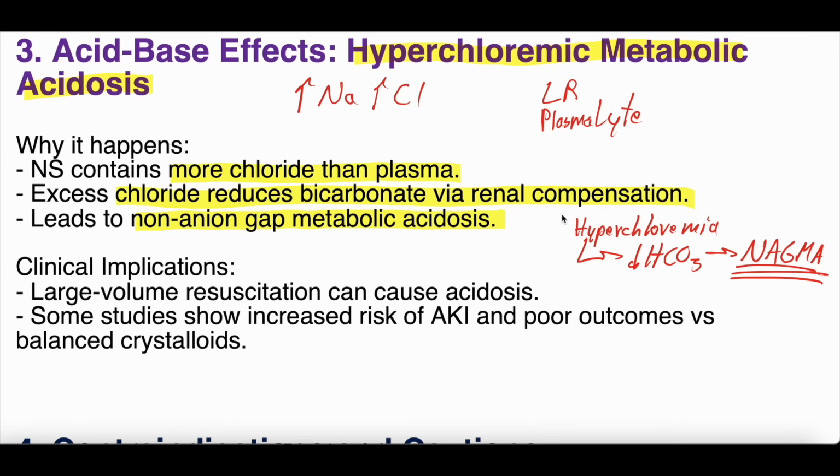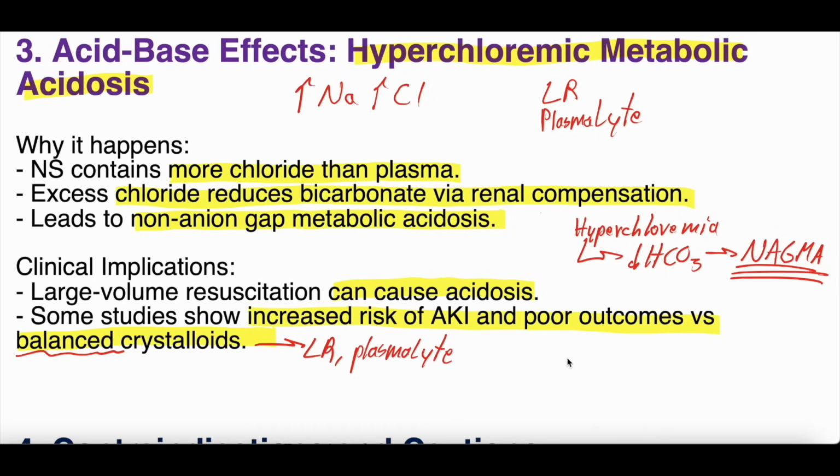So if someone has a NAGMA, think about what fluids they might have received, and this could be a possible culprit once you've ruled out other things. Large volume resuscitation can cause acidosis. Some studies show increased risk of acute kidney injury and poor outcomes in the normal saline group as compared to what's referred to as balanced crystalloids. Balanced crystalloids are things like lactated ringers and PlasmaLyte, which we'll be talking about in future videos.